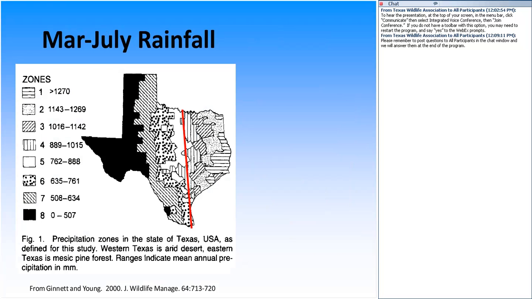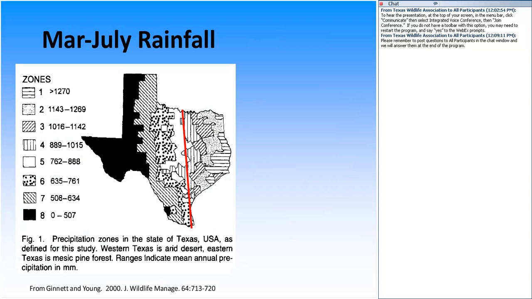Tim Jeanette, who was out at Uvalde at the time, and Butch Young did a neat study using a lot of Parks and Wildlife Survey data, in which they evaluated different time periods to see when rainfall was important in fawn production. And for this study, they divided the state up into 8 different zones based on the amount of rainfall that fell during March through July. So the different colors on this map are the different zones. Got a red line running down through there, and that's roughly going to be a division between what I'll call West Texas and East Texas.